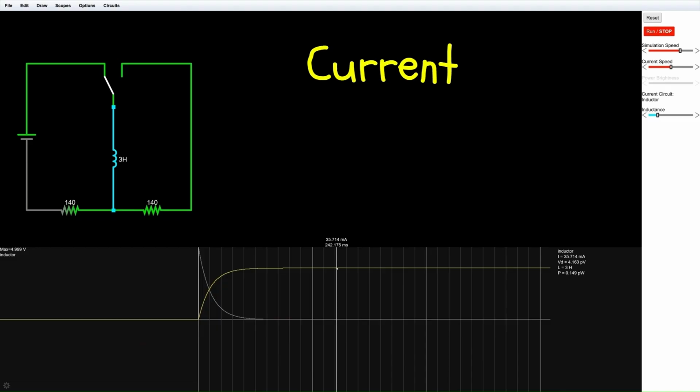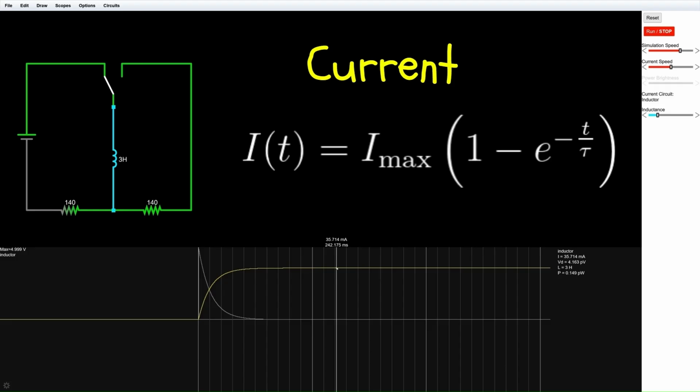The current in a series RL circuit during charging can be calculated using the formula. The current at any time t is given by I of t equals I max multiplied by 1 minus e to the power of negative t divided by tau. Here, I max is the maximum current determined by the voltage source and the resistor. t is the time elapsed, and tau is the time constant. As time increases, the current gradually approaches its maximum value, following an exponential curve.